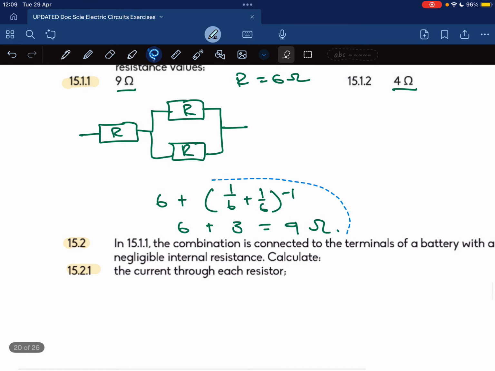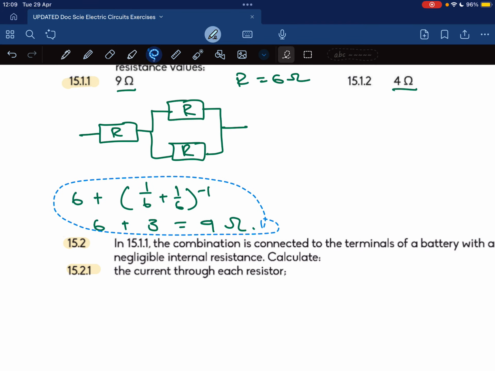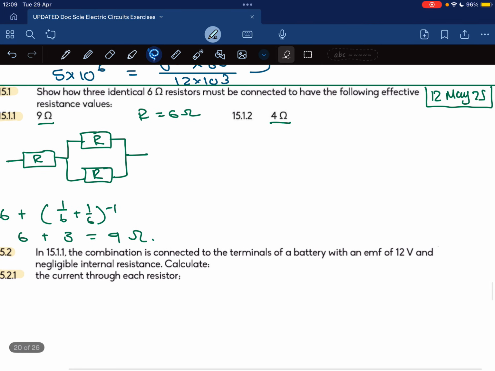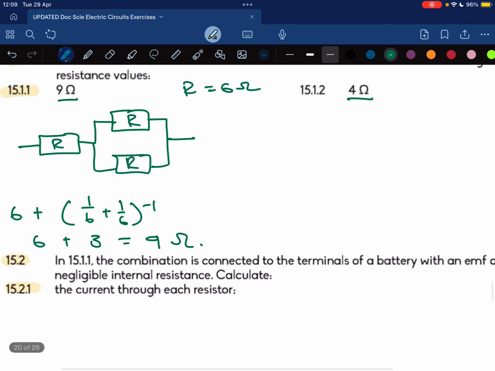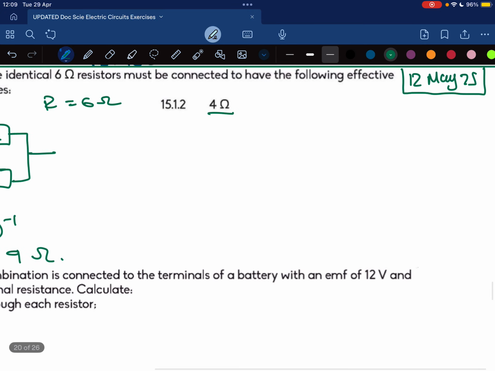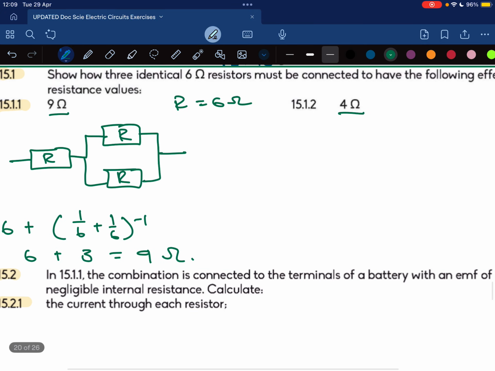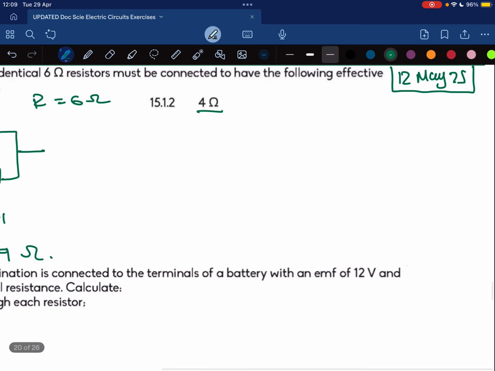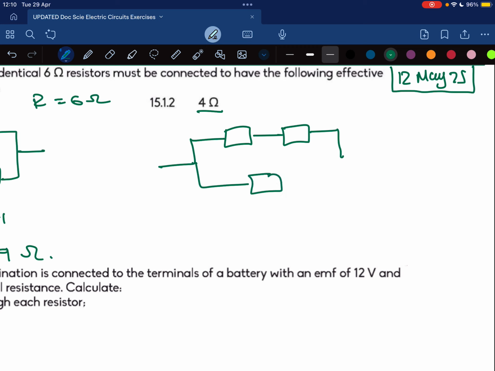Okay, you can't guess this. It has to be something that you calculate. So let's look at the 4 ohm one. We've already tried all three in parallel, and all three in series, and now we've done one in series and the other two in parallel. The only other option now is to take the parallel component and put the series within the parallel. So I have two in series, but they must be in parallel to this.